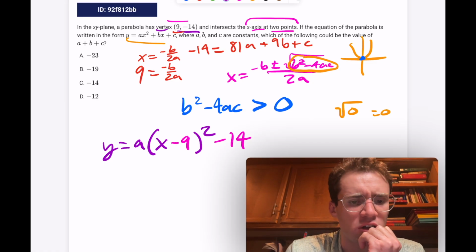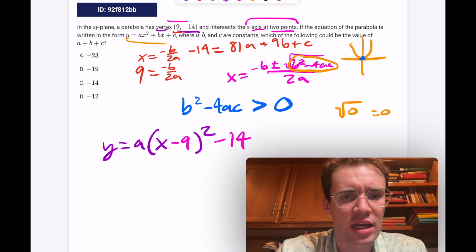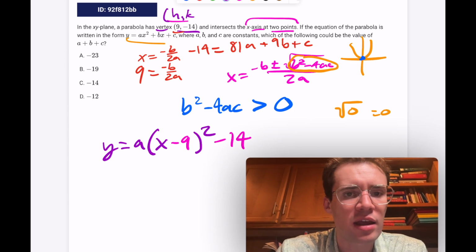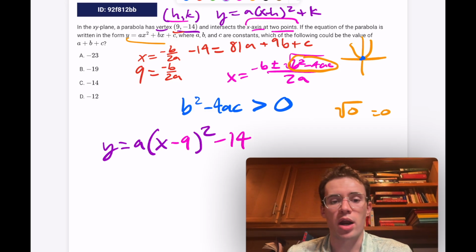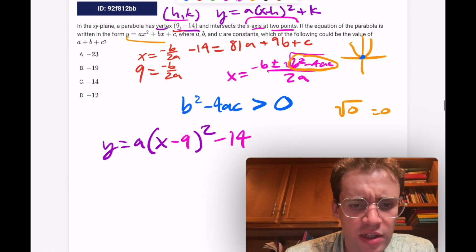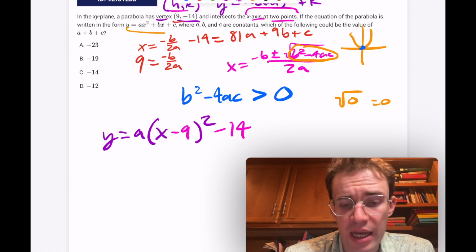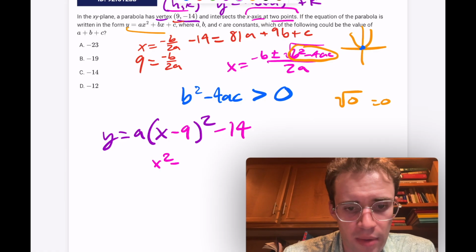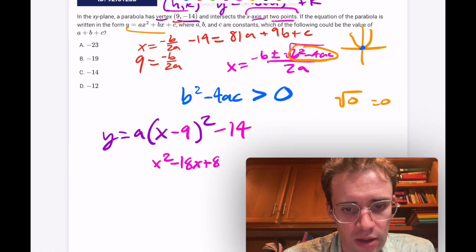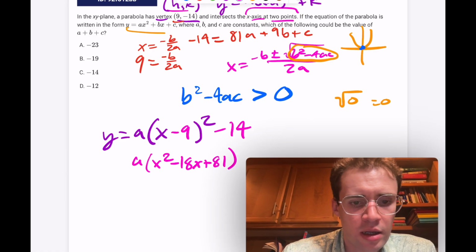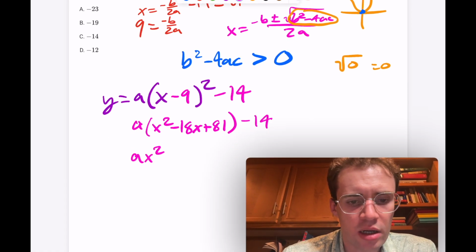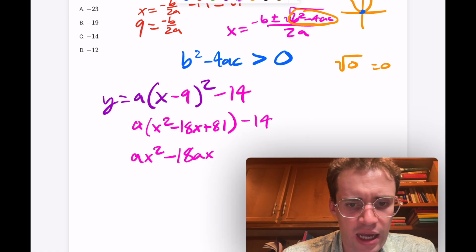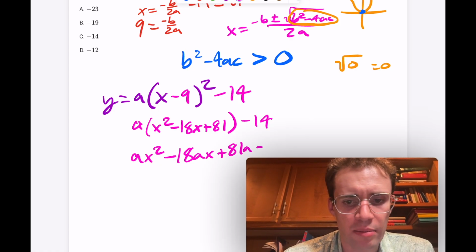I'm going to start with the vertex form, though, where I just plugged h comma k into the function y equals a times (x minus h) squared plus k, which is vertex form of a parabola. Okay, so we can factor this out. That gives us (x minus 9) squared would be x squared minus 18x plus 81. We'll multiply that whole thing by a and then subtract 14. It gives us ax squared minus 18ax plus 81a minus 14.